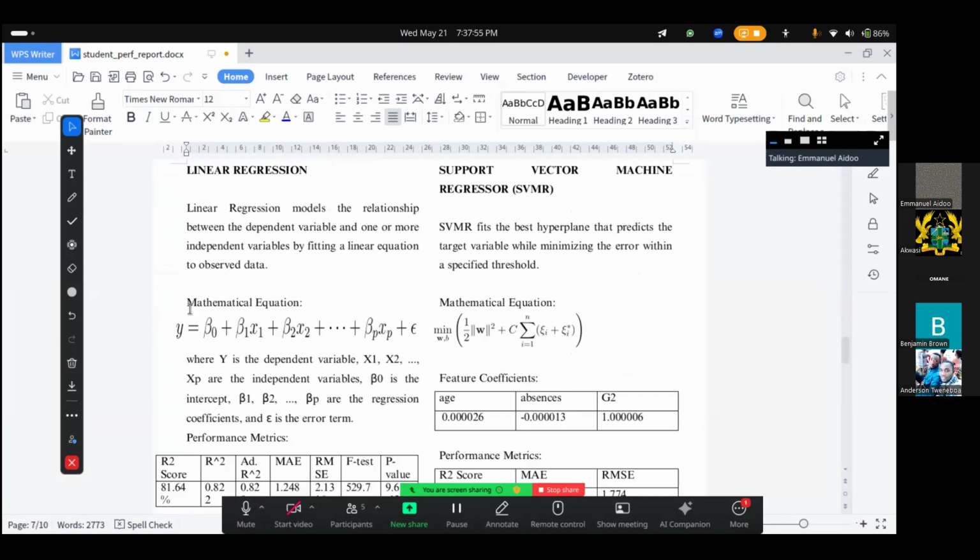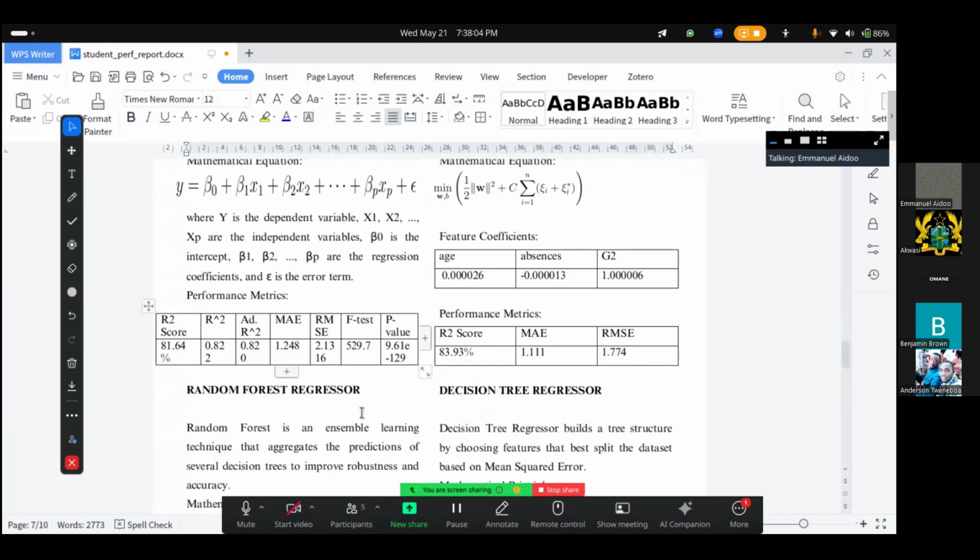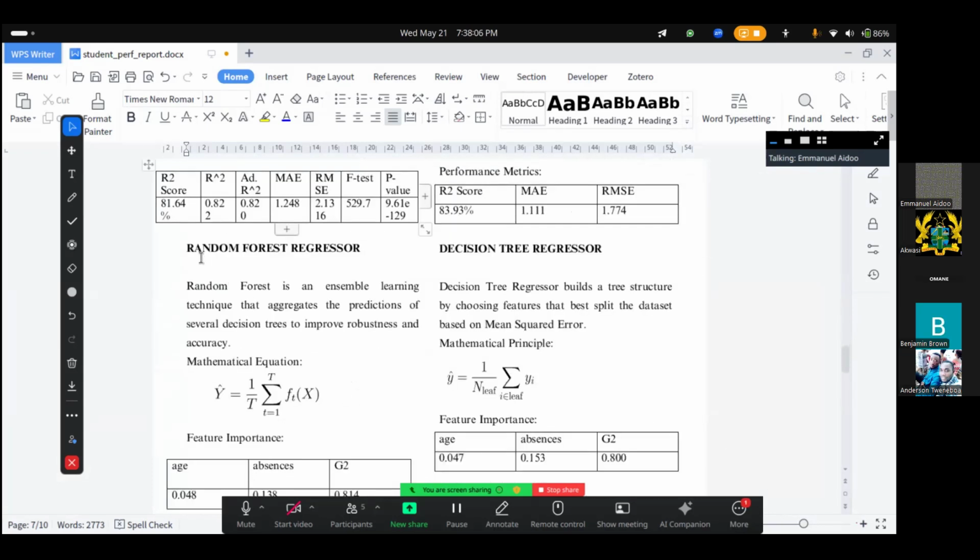For linear regression, we have mathematical equation to be this. And then for the performance of the linear regression, we have a detailed table which highlights the performance. We move on to random forest regressor.